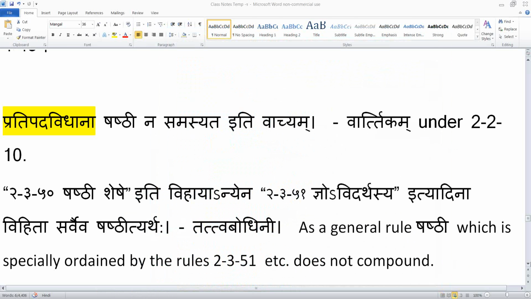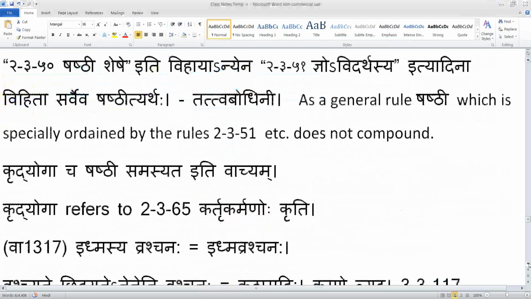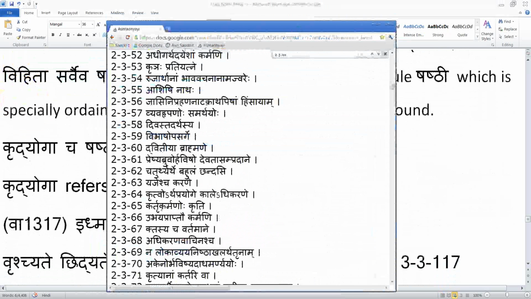So then comes another Vartikam. He says that Krudyoga cha Shashti samasyate iti vachyam. Now what is Krudyoga Shashti again? Krudyoga Shashti is this Shashti in 2-3-65. It says Kartrikarmanoho Kriti. So say that if you have the karta or the karma of a dhatu, and the dhatu has a krut pratyaya with it, then the karma will not take the dvitiya, it will take the shashti. For example, you say vishvasya karta ishvaraha, vishvasya karta.